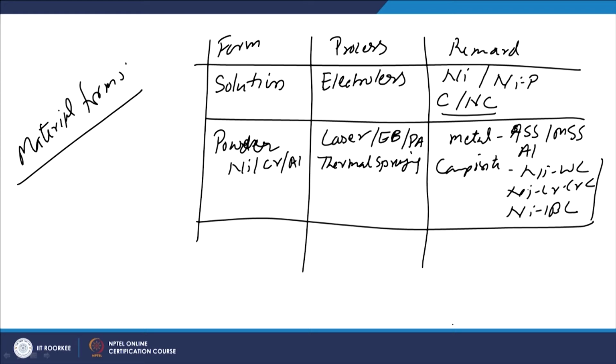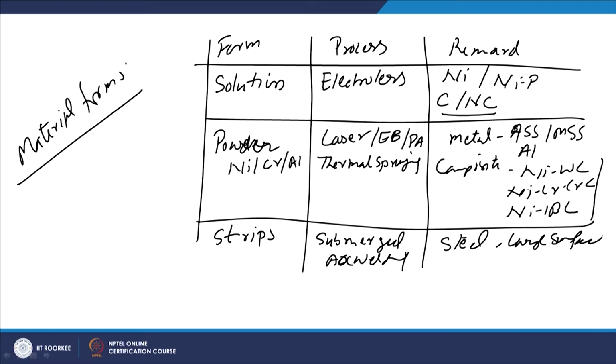in the form of powder. Then it can be in the form of strips, like thin strips, and this is particularly used in the submerged arc welding process, especially with ferrous metals or steels, especially when a large surface area is to be covered. So if a very wide area of the surface is to be modified, then material in the form of strips is used in the submerged arc welding process.